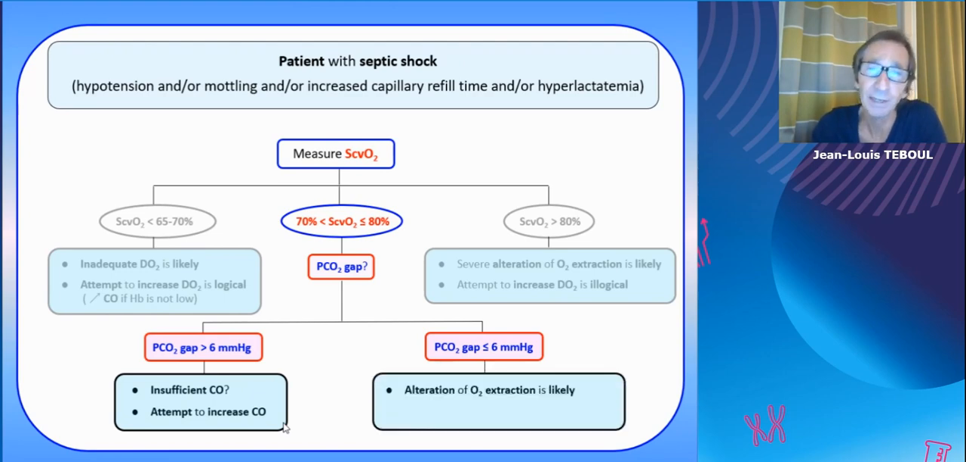In the other case, normal PCO2 gap, alteration of oxygen extraction is likely because of the normal ScvO2 and the presence of shock, and an attempt to increase cardiac output is not an option in this situation.